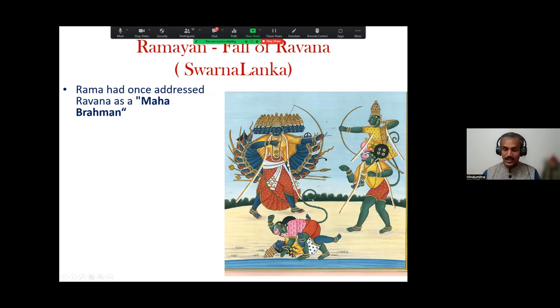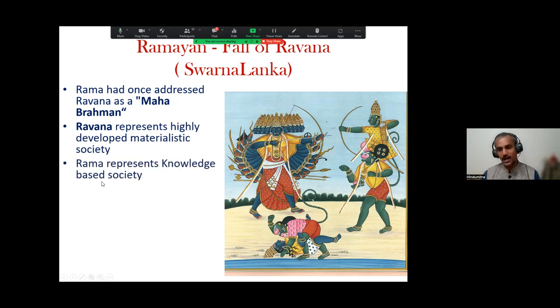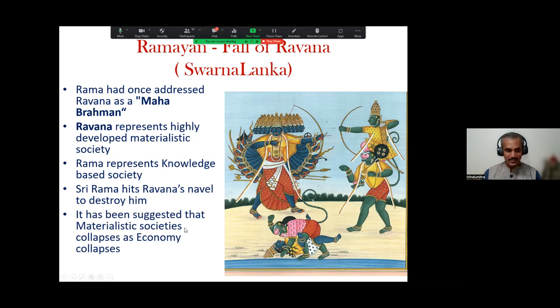So the story of Ramayana: thousands of versions of Ramayana exist. Different rishis wrote in different ways. One of the versions says that Rama always addressed Ravana as Mahabrahman because of his credentials. Ravana is represented as a highly developed materialistic society, and whenever Lanka is described, it's described as Swarna Lanka. And Rama represents a knowledge-based society. To kill Ravana, he cannot just kill him. If he cuts his head, it comes back again. So he gets a clue from Ravana's brother Vibhishana that you have to hit his navel to destabilize or kill him. Rama does the same and Ravana gets killed.